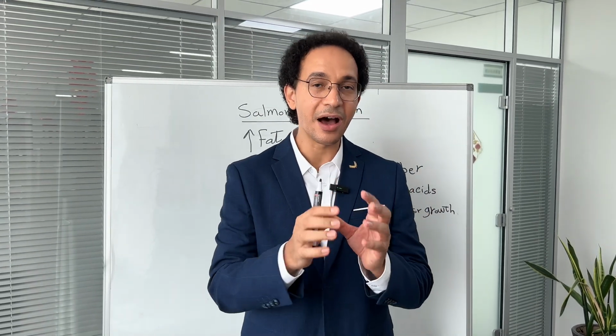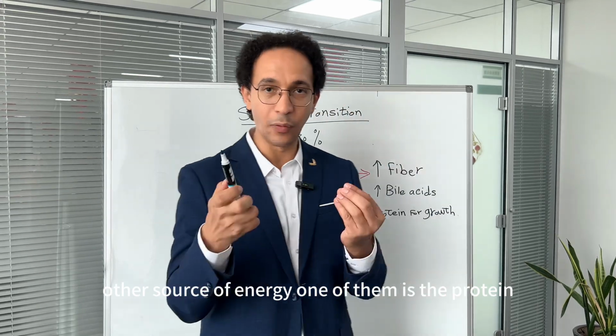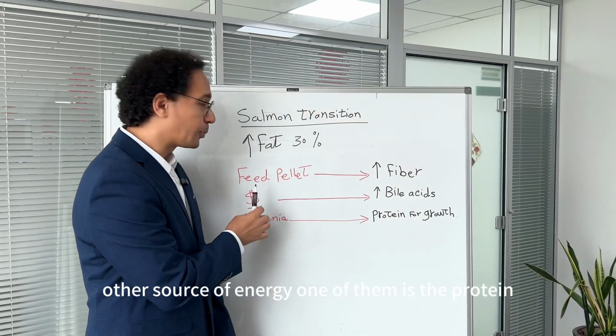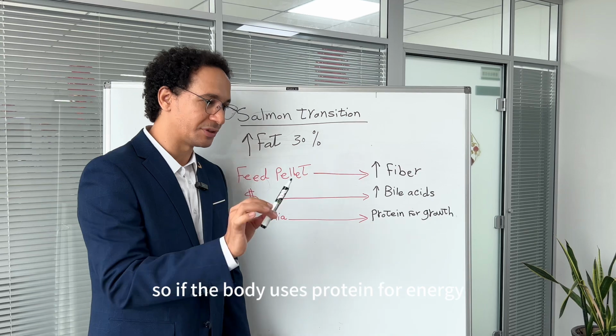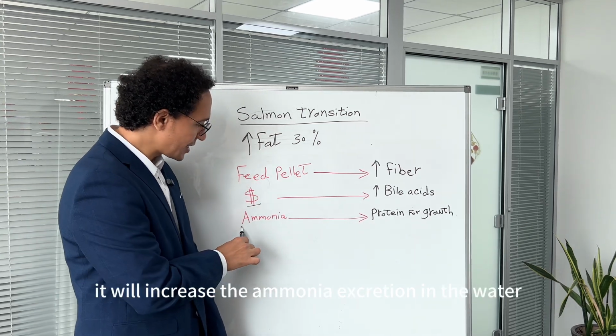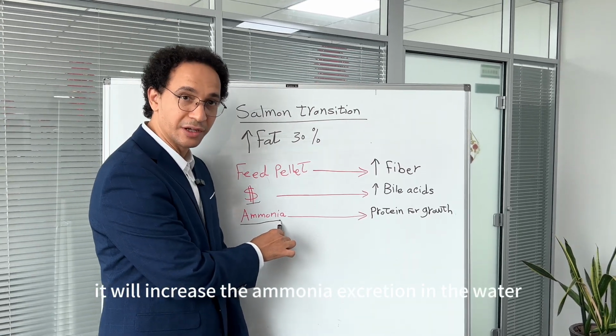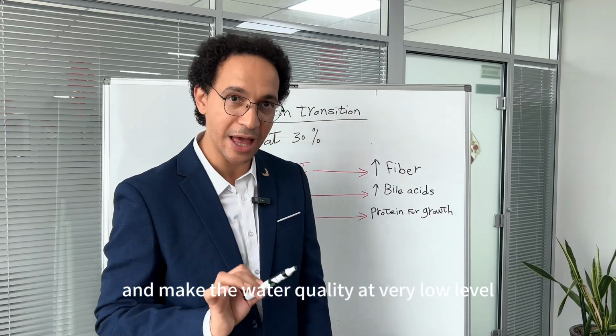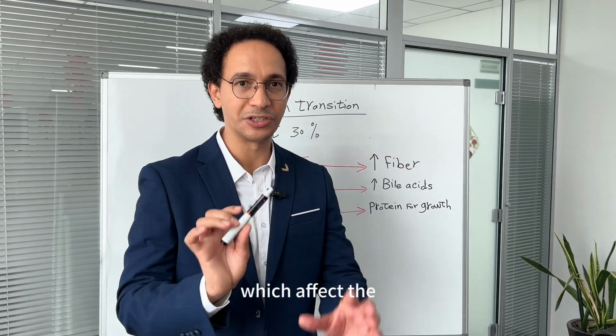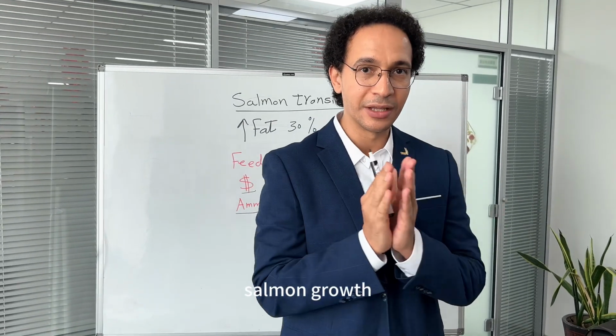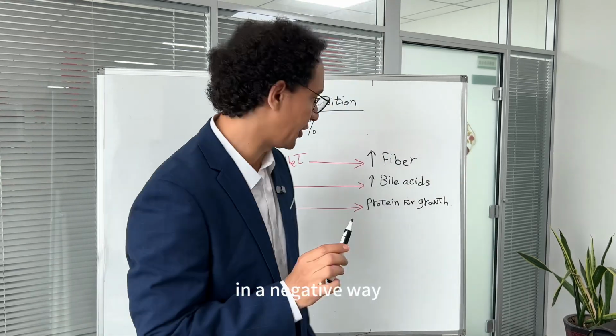Another thing is that if we don't put enough fat in the diet, the body can use other sources of energy. One of them is protein. If the body uses protein for energy, it will increase ammonia secretion in the water and bring the water quality to a very low level, which affects salmon growth in a negative way.